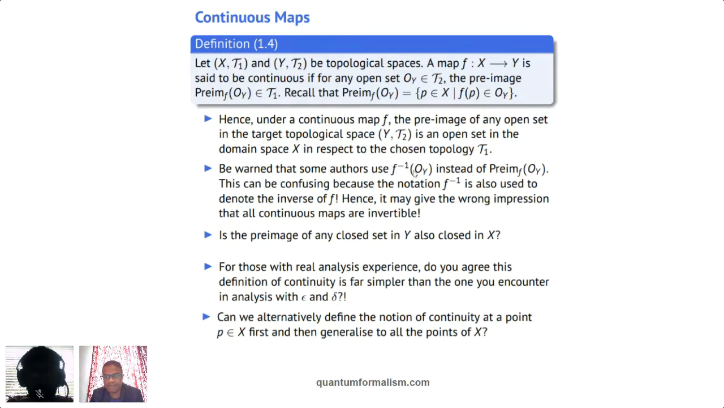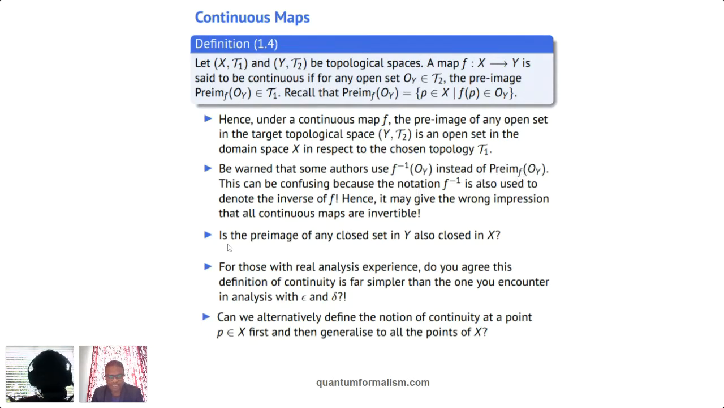Here's a bit of confusion in notation for you to be careful about. In a lot of books that I've seen, they use F^-1 instead of this. But the problem with this is that it might give the wrong impression that F has to be invertible, so that a continuous map has to be invertible. This is not the case. A continuous map doesn't need to be invertible. That's why I prefer to use this notation.